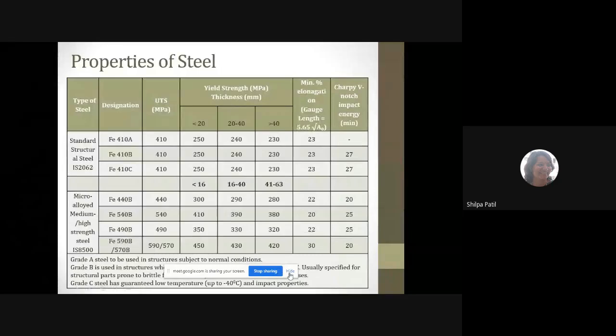Can you see the slides? Yes, ma'am. Okay. So let us start with the properties of steel.